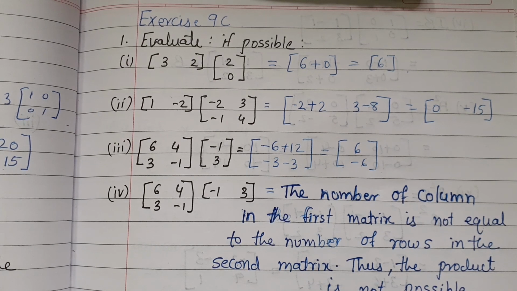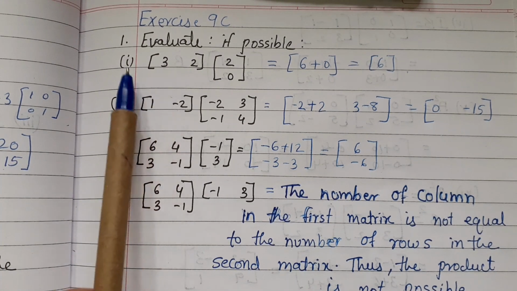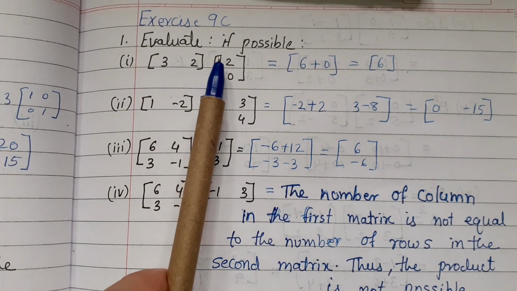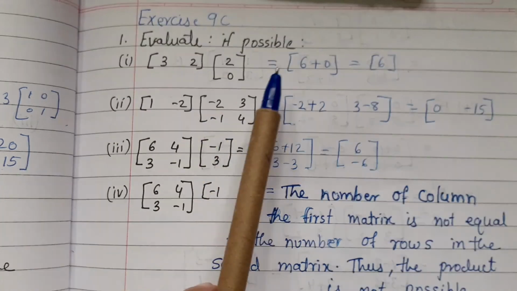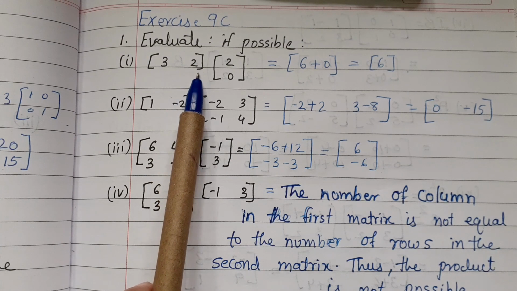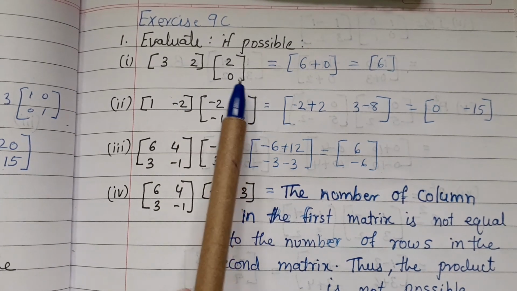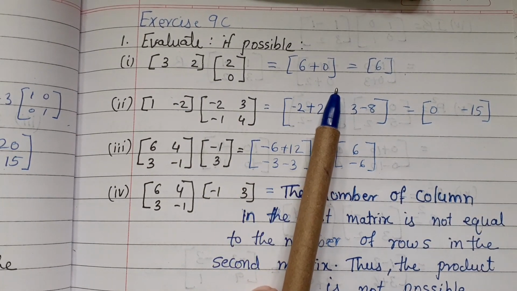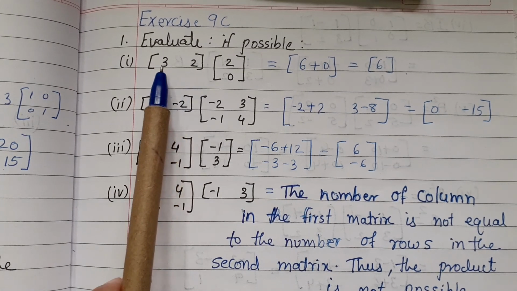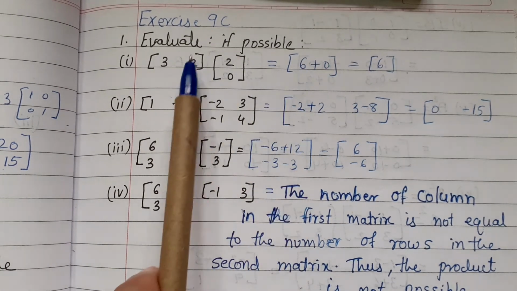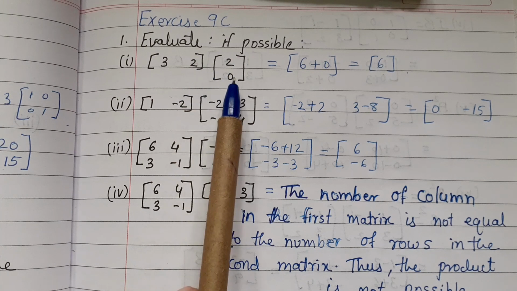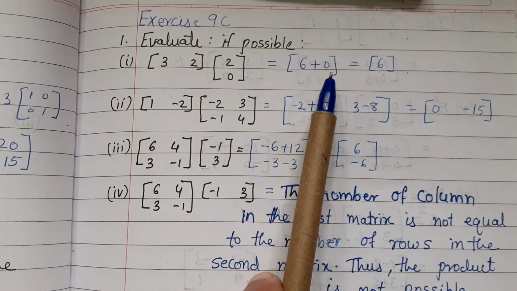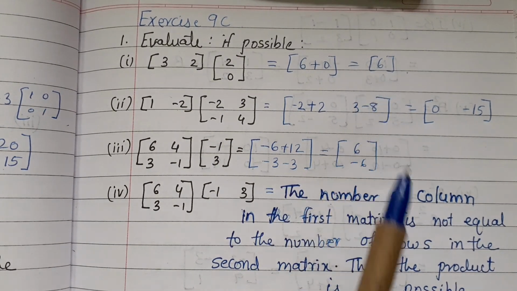Exercise 9C. Evaluate if possible. First part, 3 2 times 2 0. It is 1 into 2, 2 into 1. The 2s cancel, 1 into 1 will be the resulting matrix, and it will be 3 2s are 6, plus 2 into 0, 0. 6 plus 0, 6.